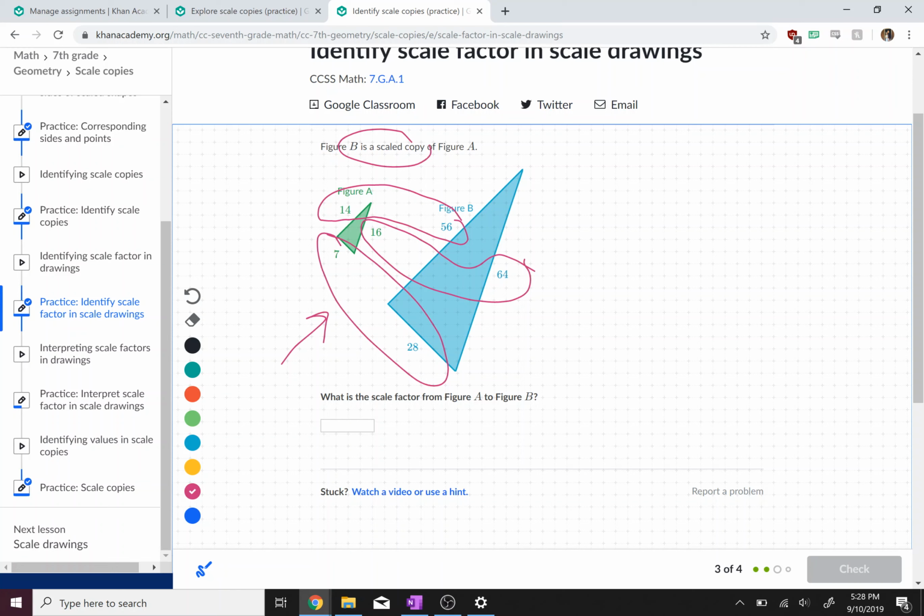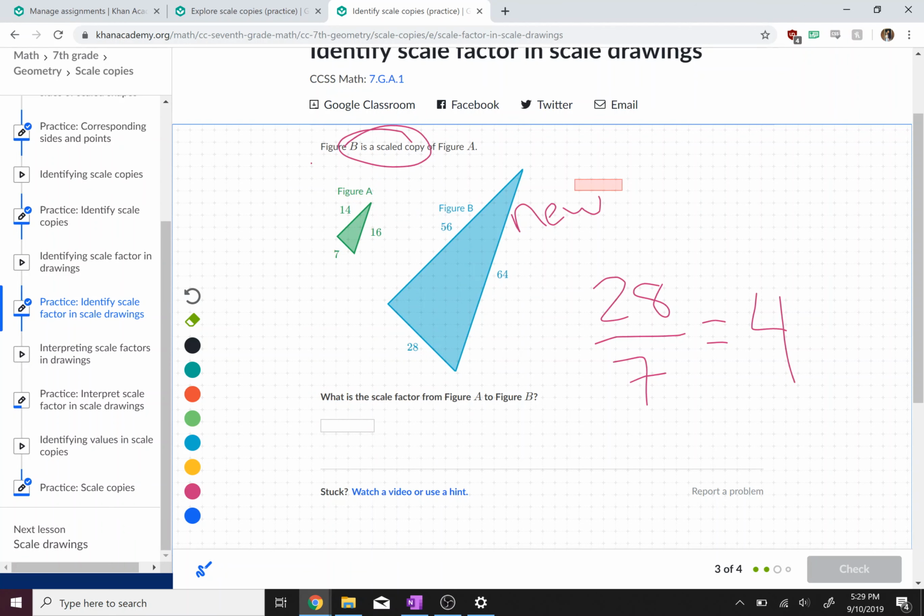Again, it's telling me that B is the copy. So that tells me that A is the original and B is my new shape. So when I do new divided by original, I'm going to take the new measurement of 28 and divide it by its matching measurement of 7. Now I could treat this like a fraction and simplify it, or I can just divide it, but either way, I get 4 as my answer. And what that tells me is that if I take any measurement in the original shape and multiply it by 4, I will get its corresponding measurement in the new shape.